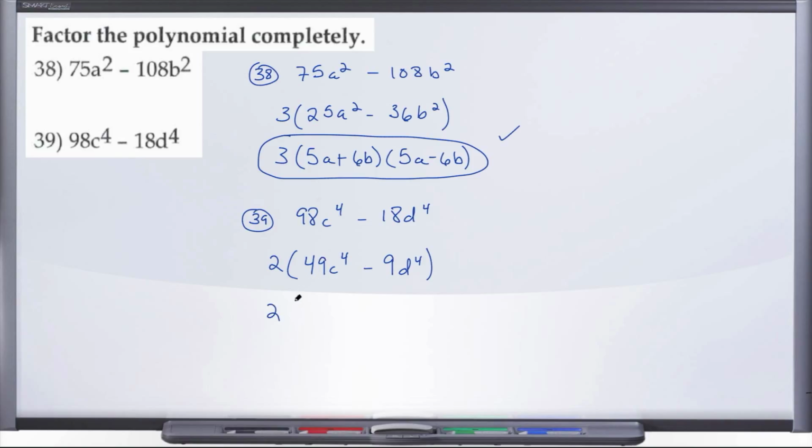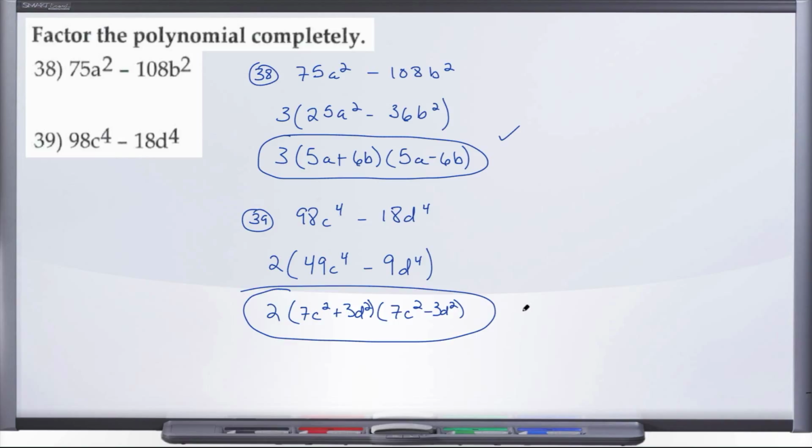So let's go ahead and we have our 2, create our blank set of parentheses. What's the square root of 49? 7 and 7. We're dealing with not just a 2 here anymore. Now this is a 4, so let's go ahead and split this c to the 4th up into c squared, and then we can go ahead and do plus and minus. The square root of 9 is 3, so 3 and 3, and let's split this d to the 4th up into d squared and d squared. And there we have it. The 39 factored as a difference of perfect squares.